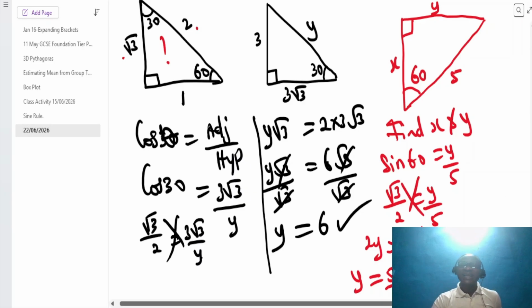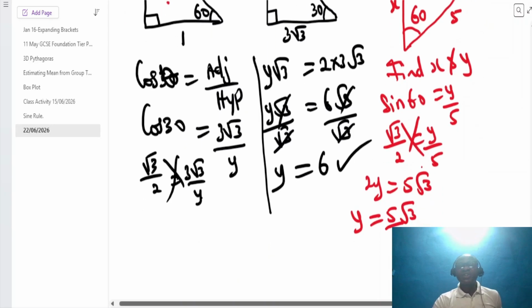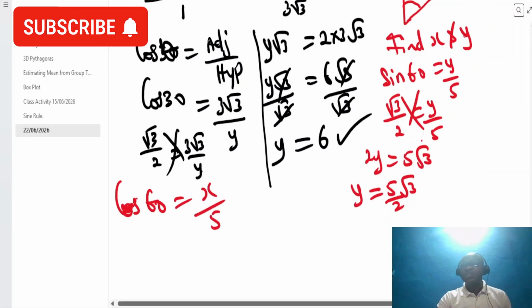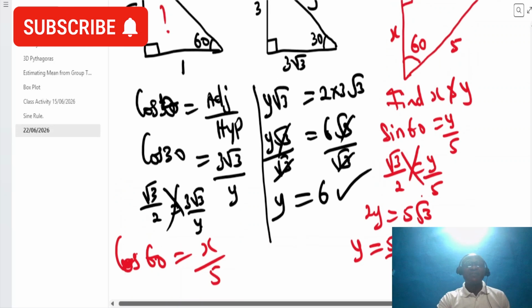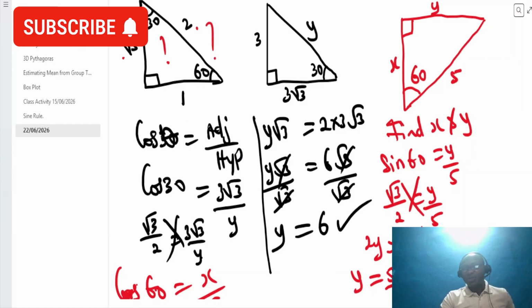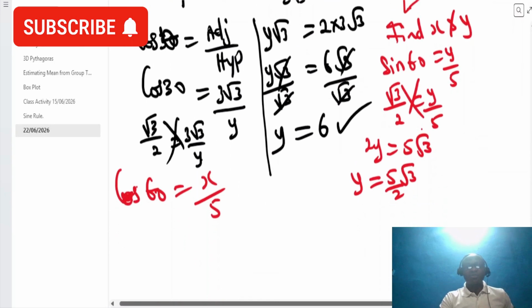So to use the adjacent and hypotenuse, what trig ratio should I use? Cos. Cos is correct. So I'm going to write cos 60 is equal to X all over 5. But what will be cos 60 from this special triangle I gave you here? Look at the special triangle, this one. 1 over 2 is correct. 1 over 2 is accurate. So I replace cos 60 with 1 over 2.